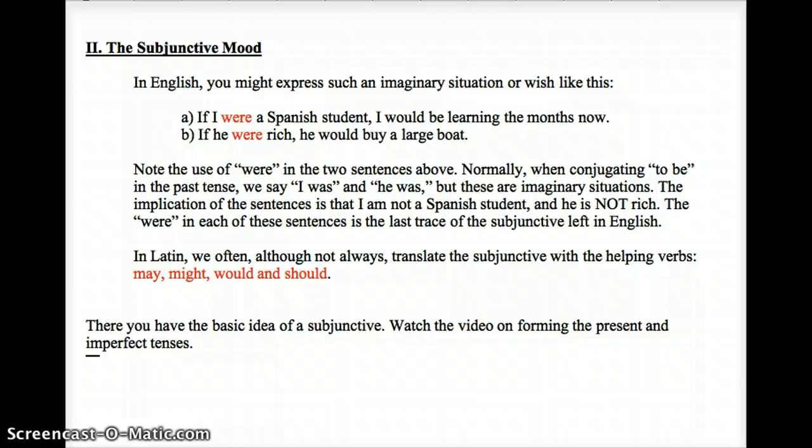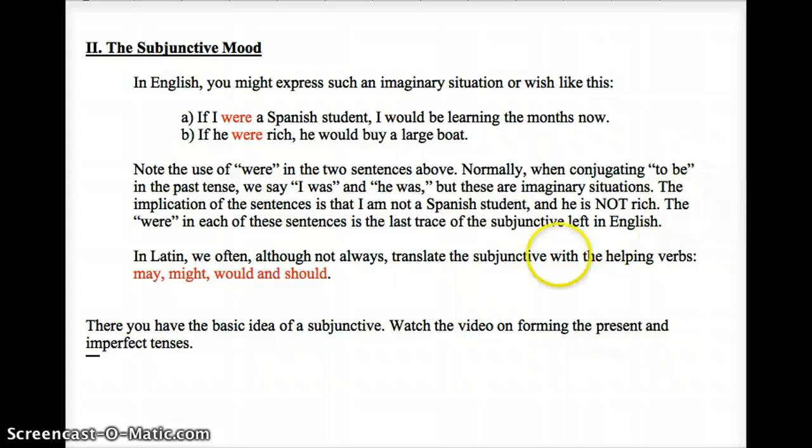Note that in A, for example, I say, if I were a Spanish student, the implication there is that I'm not. So I'm imagining a situation in which I would be a Spanish student. If he were rich, the clear implication there is that he's not.